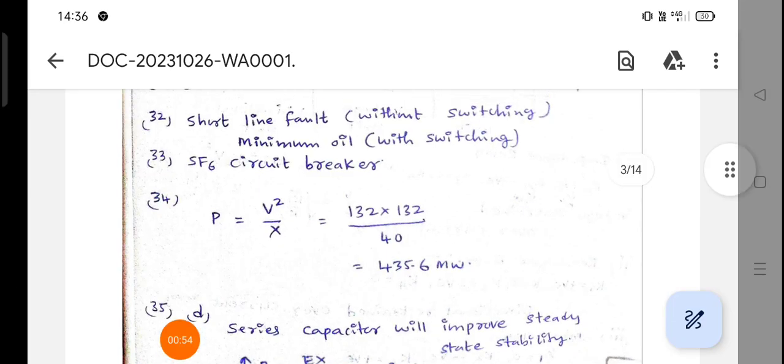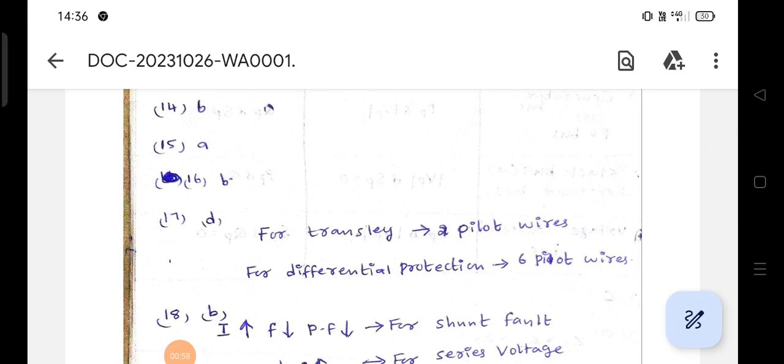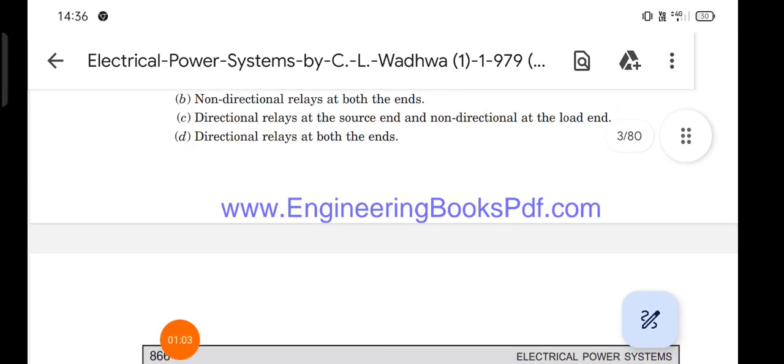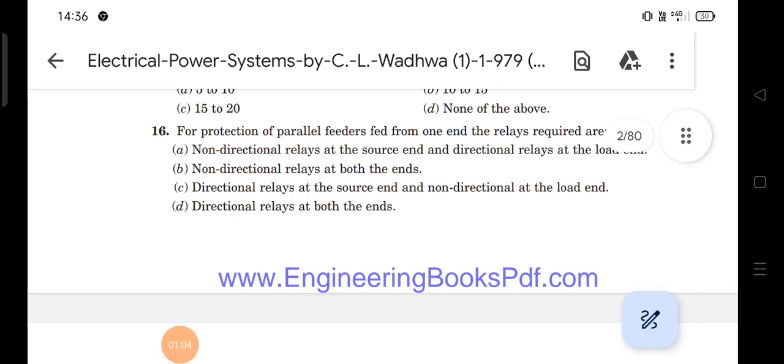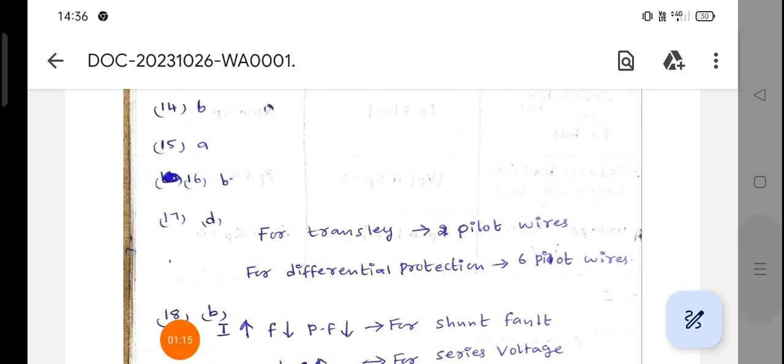Now see the answers. For the 16th one, here it is B. Oh yes, wait a minute. No, for the 16th one, the first option A is correct. That is a non-directional relay at the source end and a directional relay at the load end. Okay, you can correct it. The 16th one answer is A. Next, the 17th one.